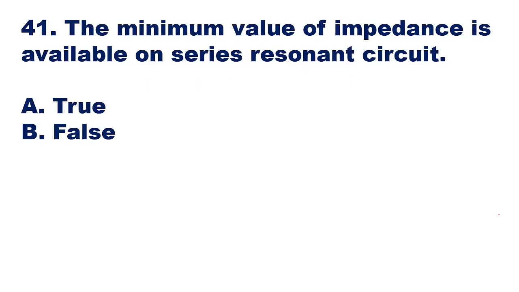Question number 41. The minimum value of impedance is available on series resonance circuit. So the circuit, when it is series resonant, the impedance which is available is minimum. So is the statement true? So let's see this circuit of series resonance. Say this is your R, this is L, and this is C.